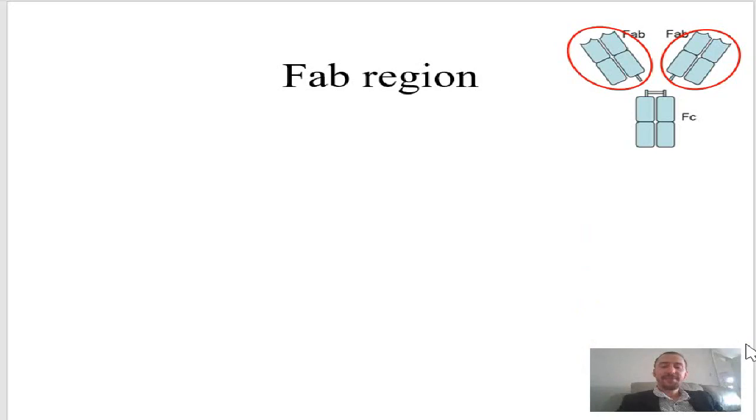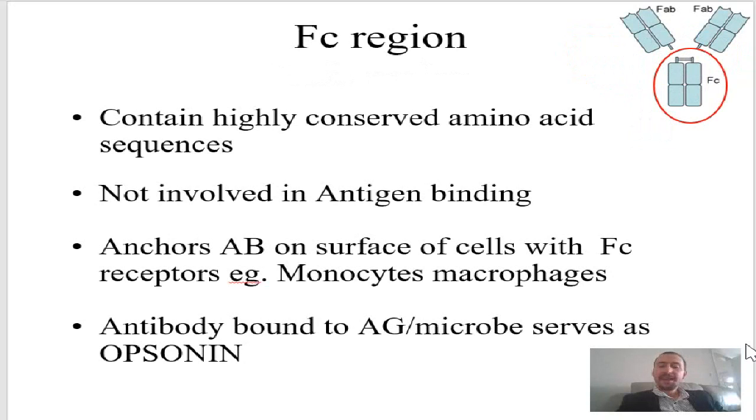Okay, and again, just to reiterate, the Fab region is the region of the antibody that's responsible for binding to the antigen. And the Fc region contains highly conserved amino acid sequences. So this portion of the antibody is generally the same in a lot of immunoglobulins, and this region has no role in antigen binding. But it does anchor the antibody on the cell surfaces, particularly in relation to its binding of Fc receptors on monocytes, macrophages, and other phagocytes.